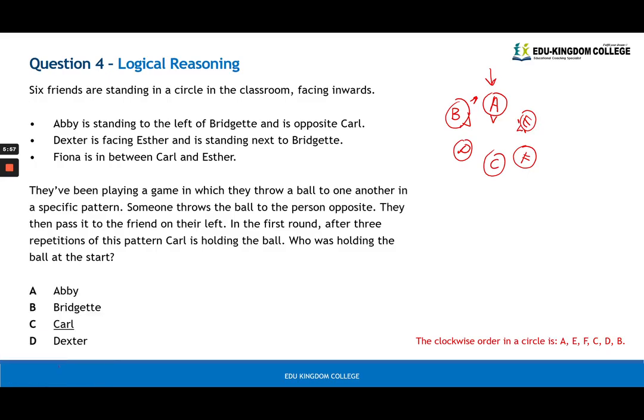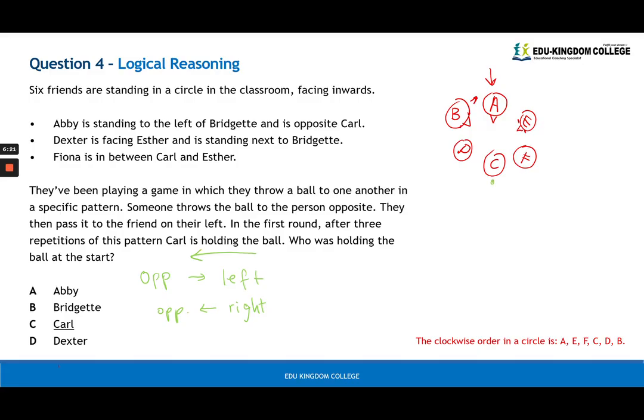In the first round, after 3 repetitions of this pattern, Carl is holding the ball. Who was holding the ball at the start? Okay, so the pattern is opposite, then to the left. So if we want to go backwards, we're going to first throw to the right, trace back to the right, and then go opposite. Okay, we ended with Carl.